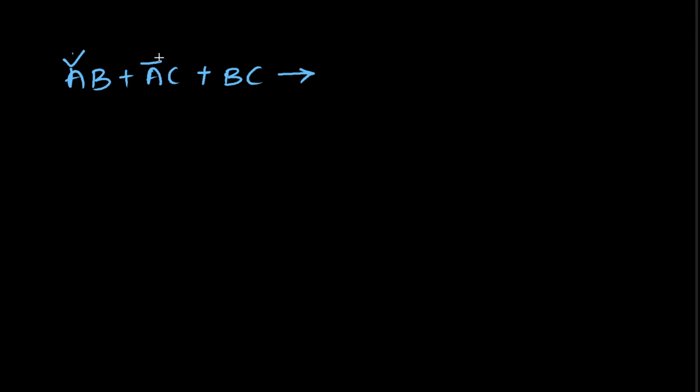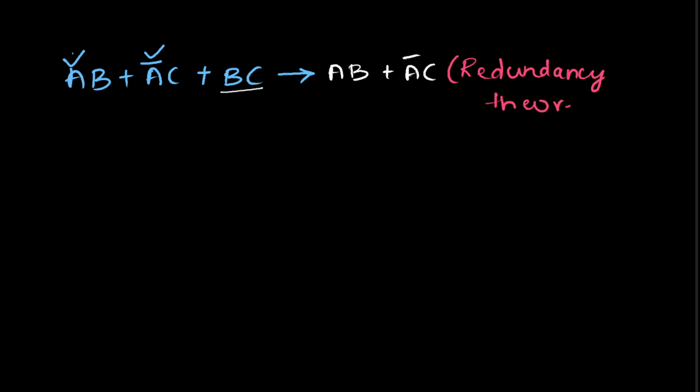You can see a and a bar are having complement, right? So what I will do is I will check the coefficients of these two, a and a bar, and if these coefficients are there in the third expression, then I will simply write ab plus a bar c. We will eliminate this one. This is known as the redundancy theorem. One of the most important theorems in Boolean theorems, this will help you very much.